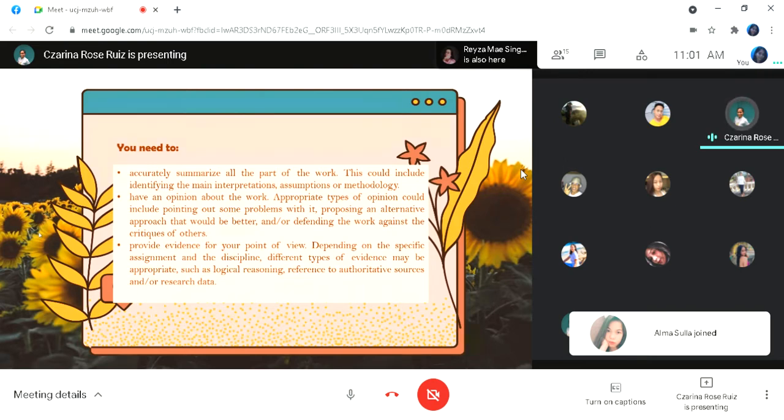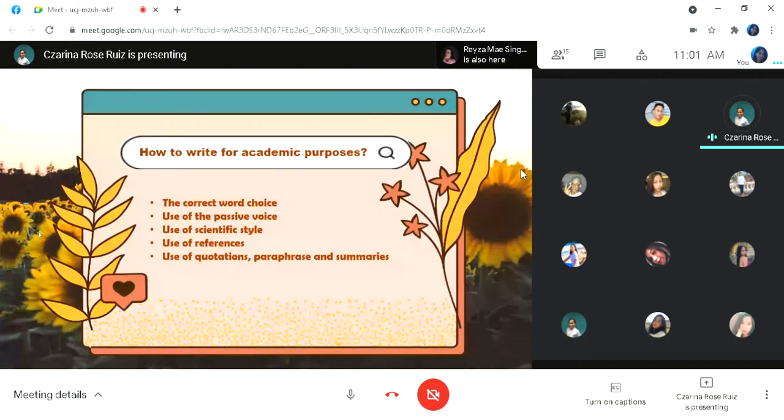So how to write for academic purposes? First, the correct word choice. Second, use of the passive voice. Third, use of scientific style. Fourth, use of reference, and lastly, use of quotations, paraphrase, and summaries.